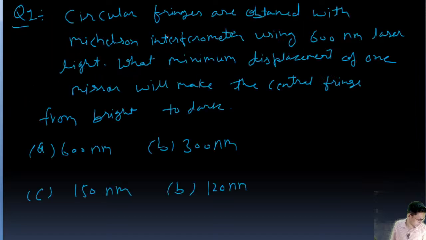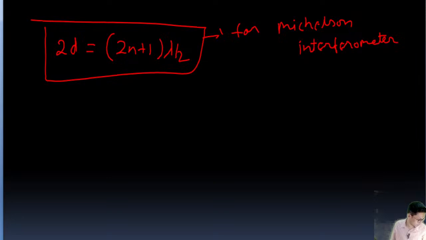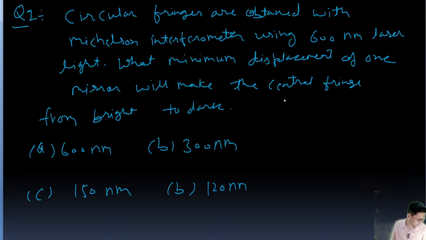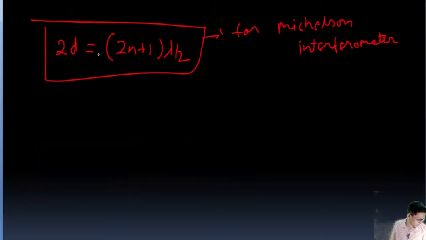So these are the circular fringes we are getting in a Michelson interferometer, and the light is given. So what minimum displacement of one mirror will make the central fringe go from bright to dark? For making bright to dark, for minima, we can say that 2d equal to (2n plus 1) lambda by 2.